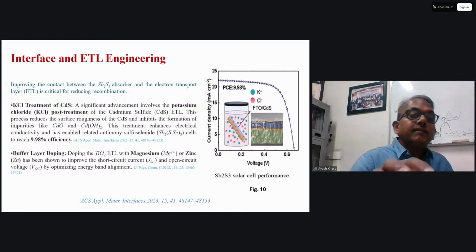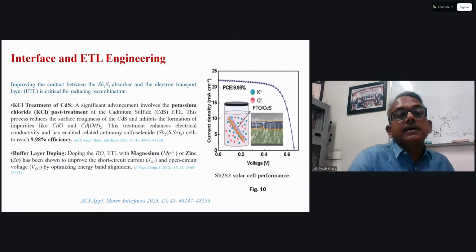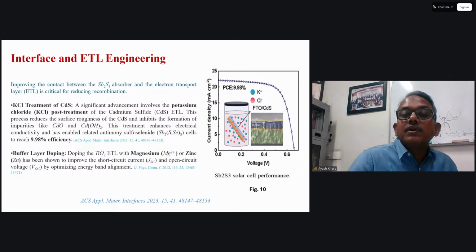And also when CdS is a counterpart of this Sb2S3 solar cell, then post-treatment, as I told you, post-annealing is a requirement. If we do that in the presence of KCl, efficiency can be improved up to 9.98%. And if we dope the ETL with magnesium or zinc, it also helps to attain a good value of open circuit voltage.